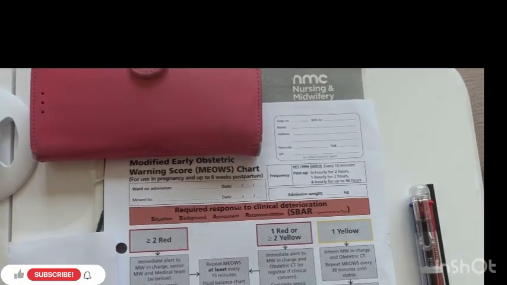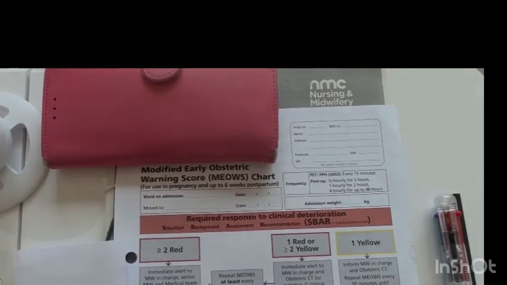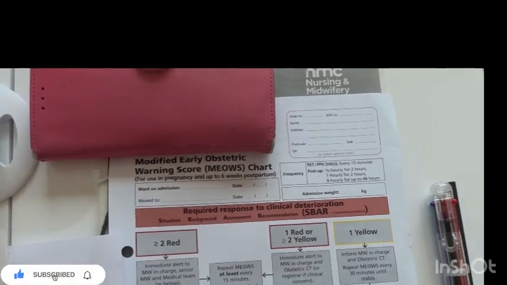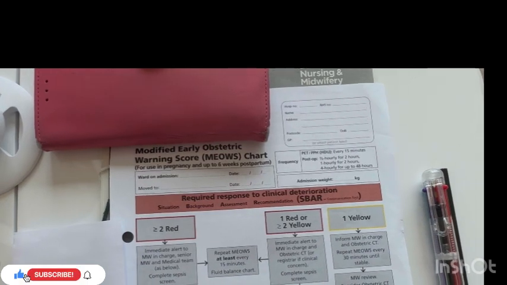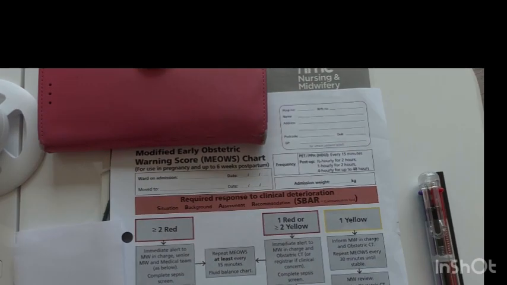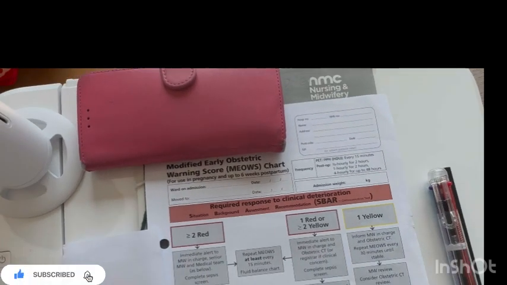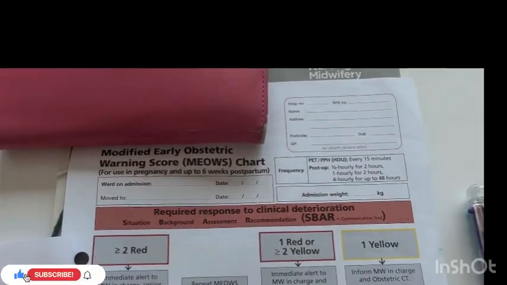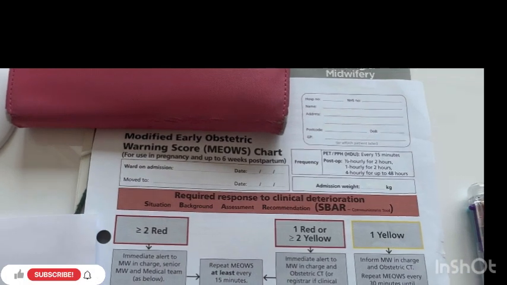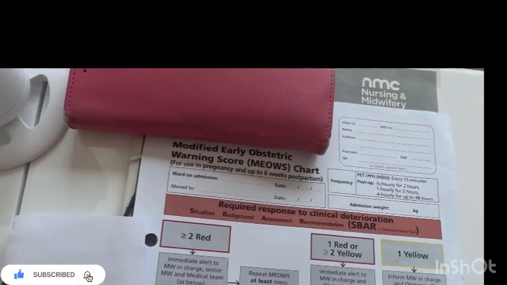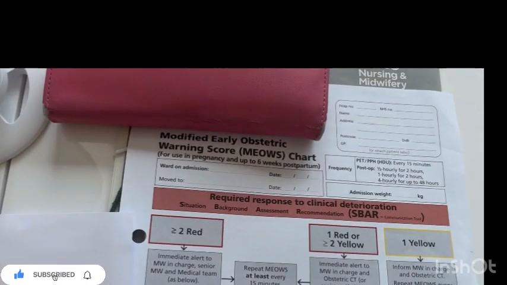Okay guys, so let's go straight into filling out the MEOWS chart. So this MEOWS chart, you are going to get it in your assessment station as part of the tools. That's one of the main tools you are going to fill out at your assessment station. That's if you get a postnatal or an antenatal scenario.